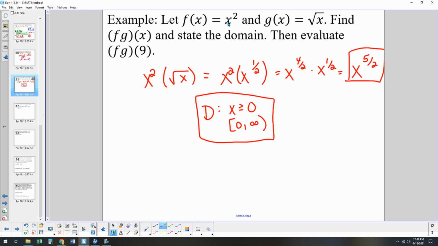Even though I was allowed to put anything into x squared, this limits it. So now let's evaluate for f times g of 9. So that's x to the 5 halves, which is 9 to the 5 halves. We could plug this into our calculator right now, or I could turn it into the root of 9 to the 5th power. So that's 3 to the 5th power, and that's 243.